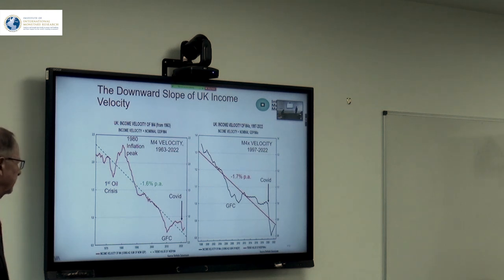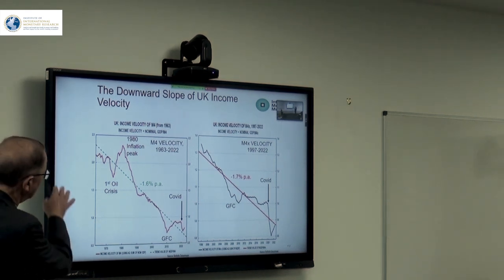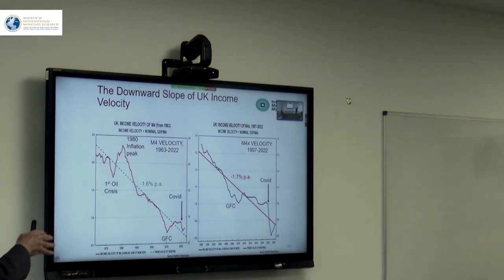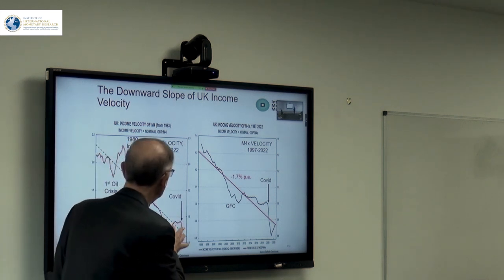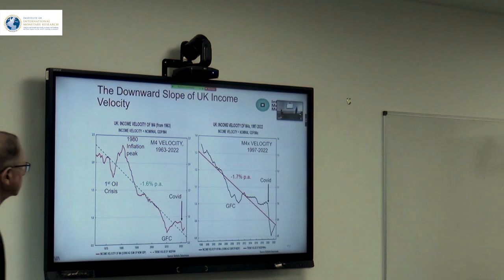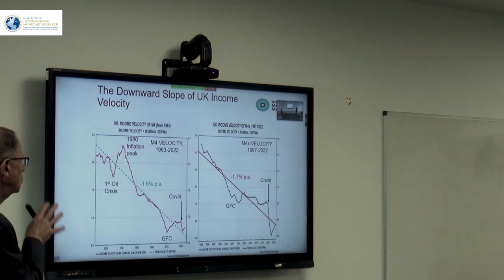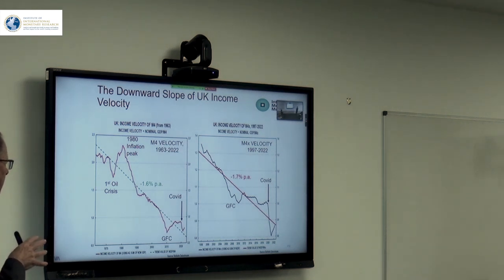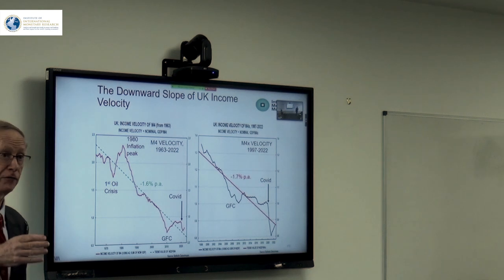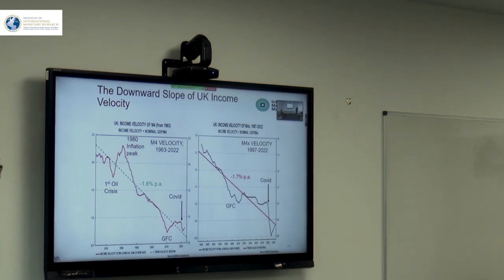As Juan said, velocity, the relation of spending to money or money to spending, is generally pretty stable. For the UK, the chart on the left is M4 velocity, the chart on the right is M4X, and we only have data for that from 1998. But the question is, can we use that stability in velocity to construct an alternative form of monetary policy? And I believe you can.